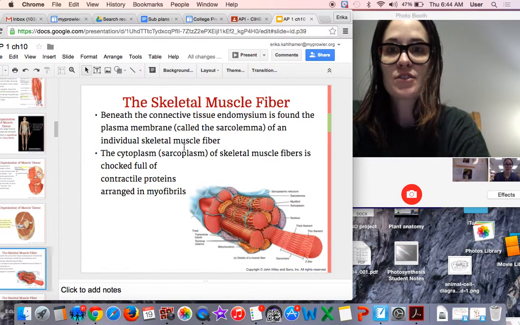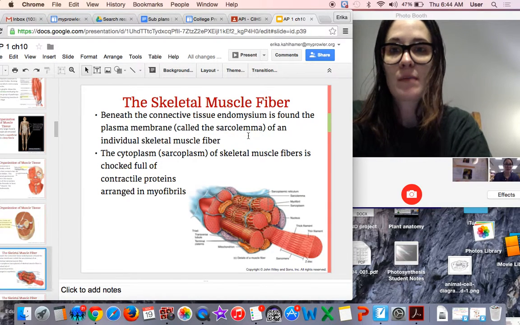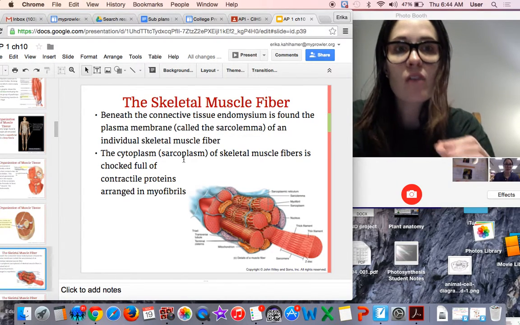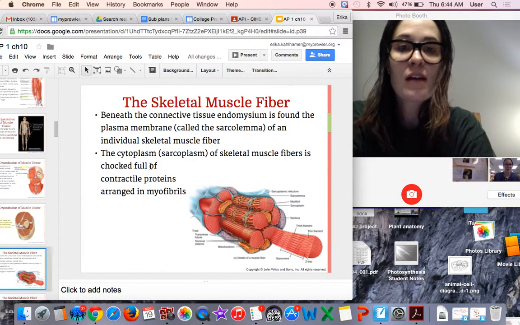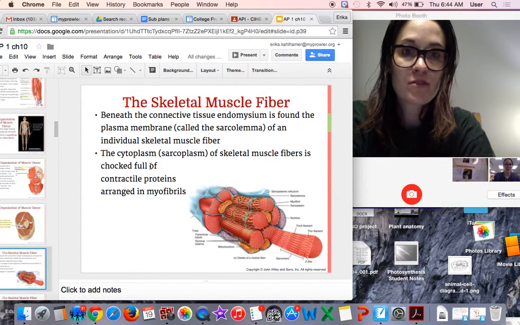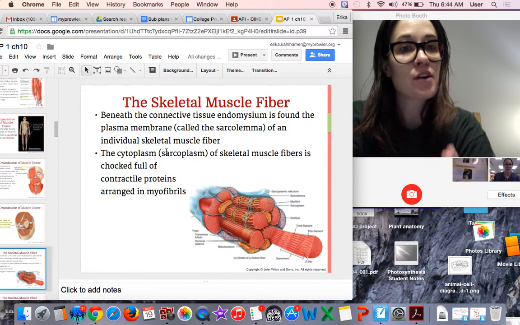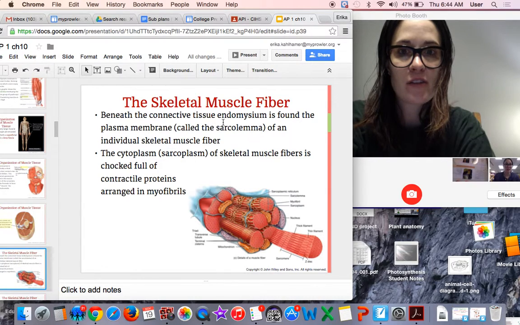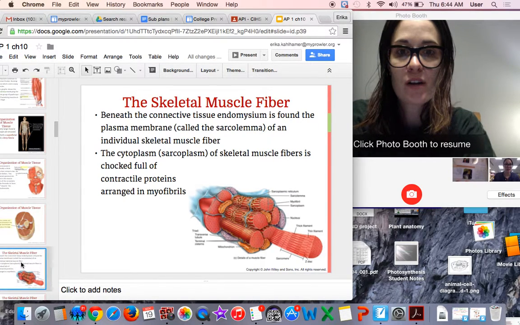Beneath the connective tissue, like we talked about, is that muscle cell membrane called the sarcolemma of an individual muscle fiber or muscle cell. Another specialized term: the cytoplasm of the muscle cell is referred to as sarcoplasm. So you kind of see a trend here. The sarco prefix is associated with muscles, okay? And it's chock full of proteins. And we're going to look more detailed at this image.